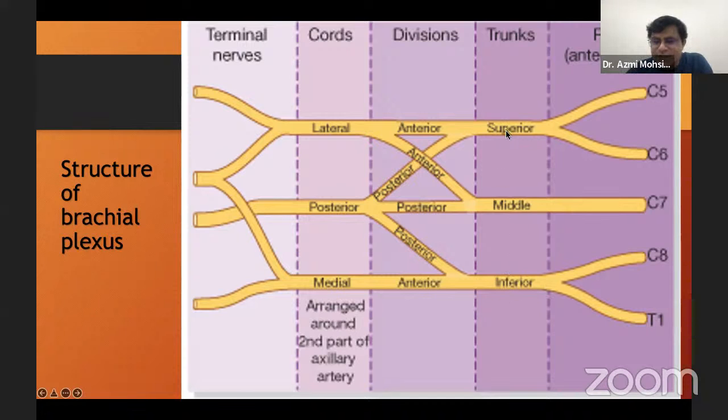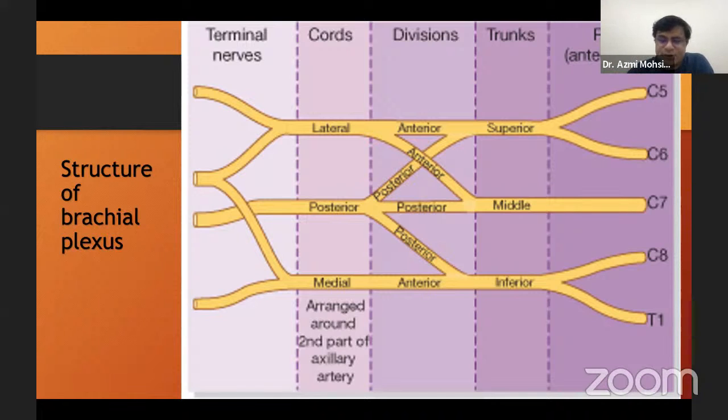Now, these trunks, by the time they have descended, have reached the posterior triangle of the neck. To be more precise, the lower portion of the posterior triangle of the neck. Remember, the posterior triangle of the neck has been divided by the inferior belly of omohyoid into a superior triangle, the occipital triangle, and the lower triangle, the supraclavicular or the subclavian triangle. So the trunks are actually located in the subclavian or the supraclavicular triangle.